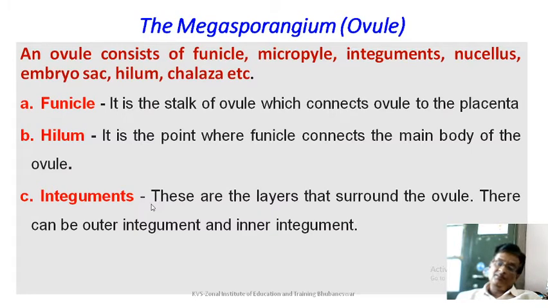Integuments are nothing else but the cover. They are the layers that surround the ovule. There can be an outer integument or inner integument. In some, there is only one integument. Now, it is up to you to find out. If you collect some seed, maybe soya bean that is available back at your kitchen, try to take out the cover of the seed. How many covers are there? If it is one, then the ovule had only one integument.